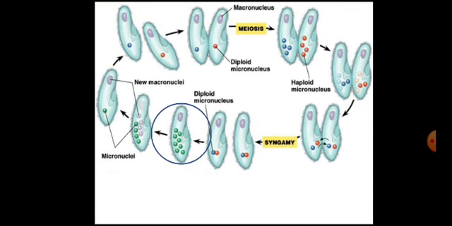So this diploid micronucleus then further divides, and whenever there is binary fission, each paramecium will receive a set of nucleus like this. So this protozoan then divides, leading to the formation of daughter cells which have diploid nuclei, and this is how the process continues.